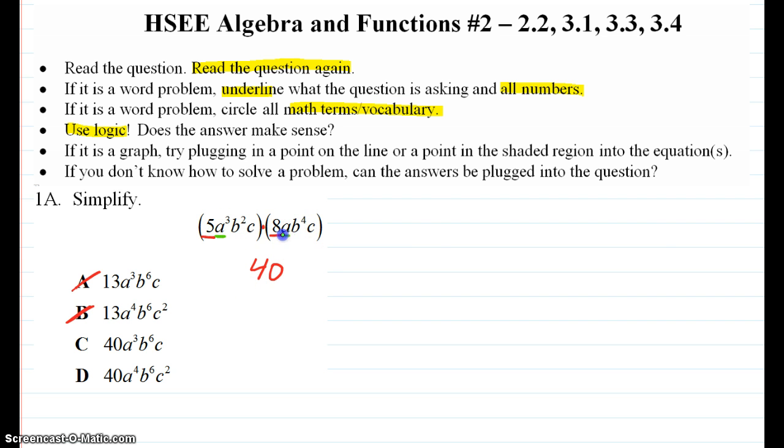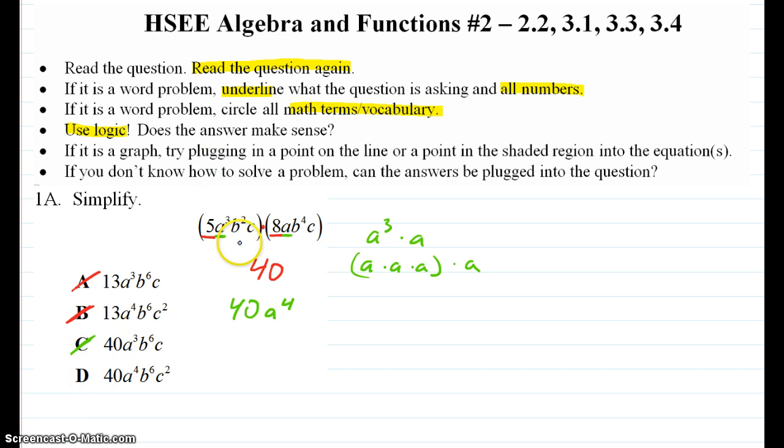A cubed times A simply means you have 3 A's times another A. So how many total A's do you have? We have 4. So I'm going to write it down here. Now we have 40 A to the 4th. And again, if you look at your possible choices, right now there's only one possible choice because we have A to the 4th and they have A to the 3rd. So more than likely D is the correct answer.